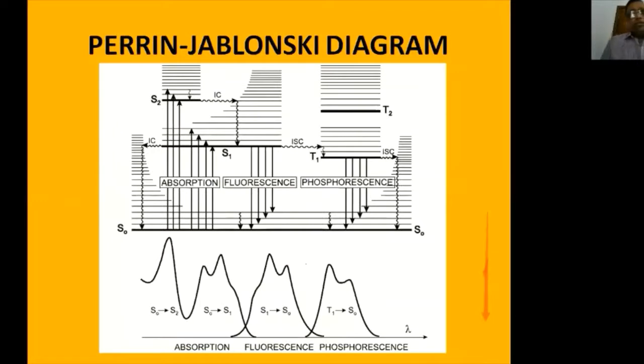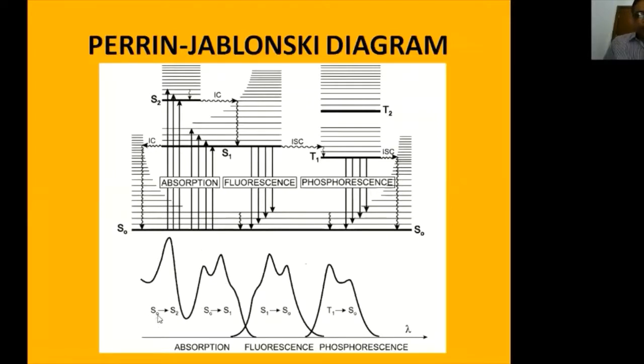Now this diagram was modified a little by Perrin, and then it is named the Perrin-Jablonski diagram, which gives you the position of the absorption spectrum in terms of energies. Also, you can see the absorption phenomenon, and then the fluorescence lower in energy. Now you can see the absorption, which really happens.